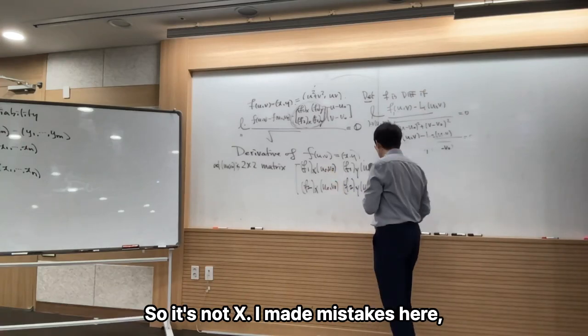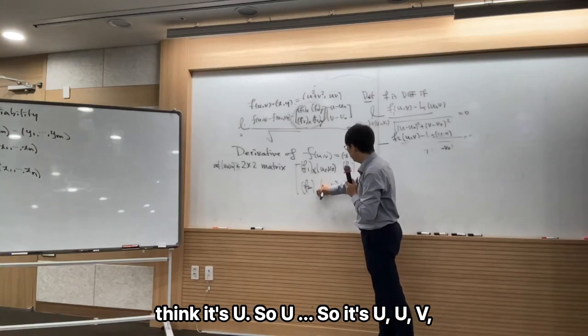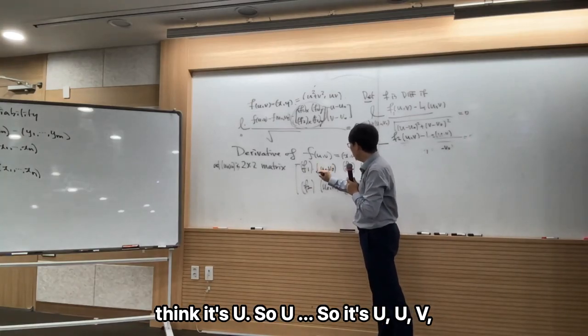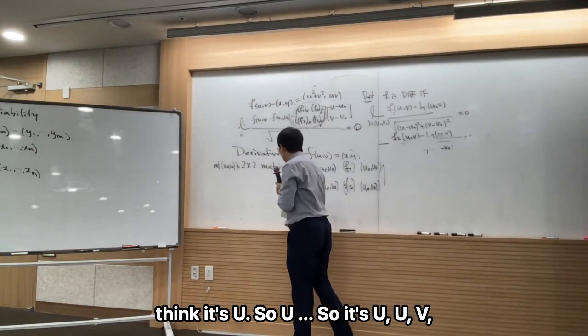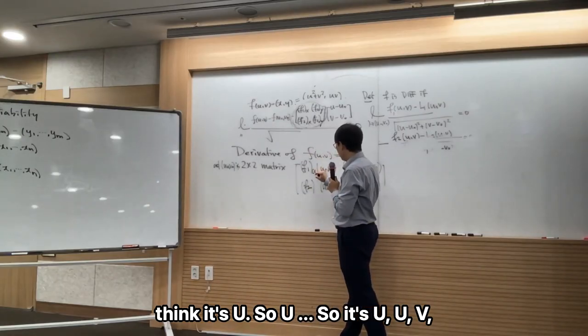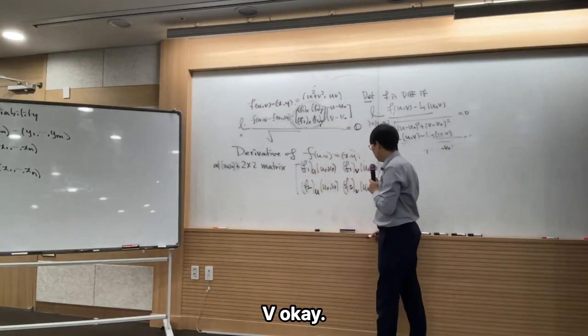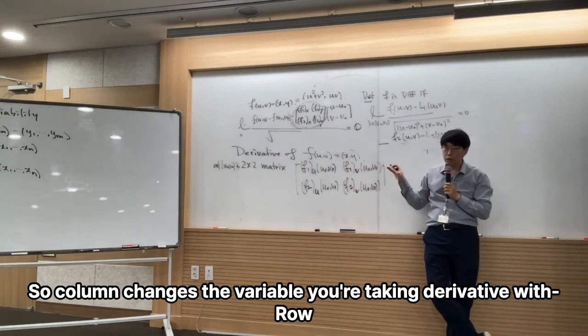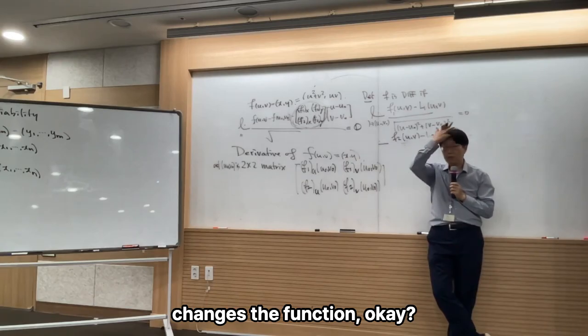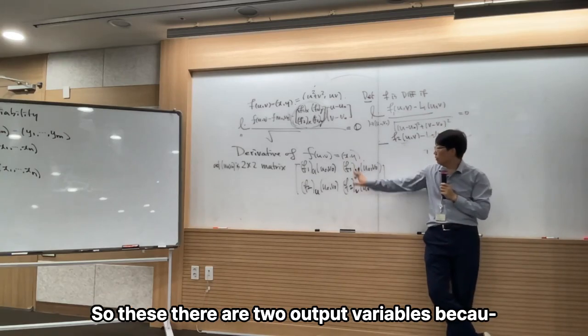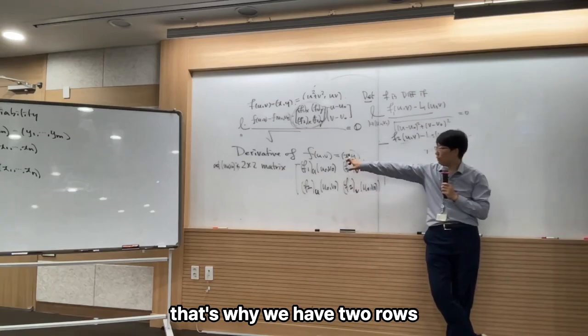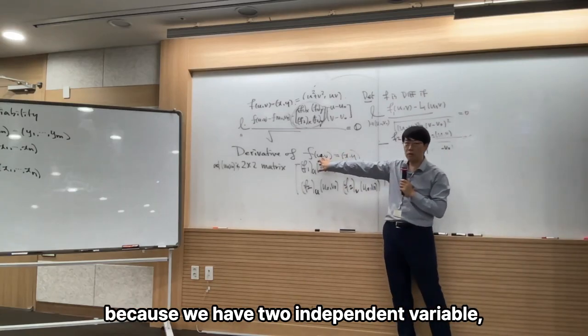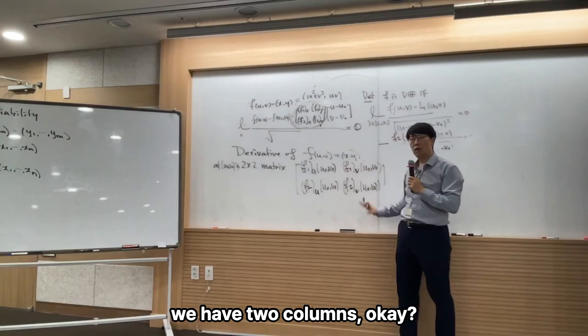Sorry, it's not x. I made a mistake here. It's u, v. Okay. So the column changes the variable you're taking the derivative with. The row changes the function. Since there are two output functions, that's why we have two rows. Because we have two independent input variables, we have two columns. Okay.